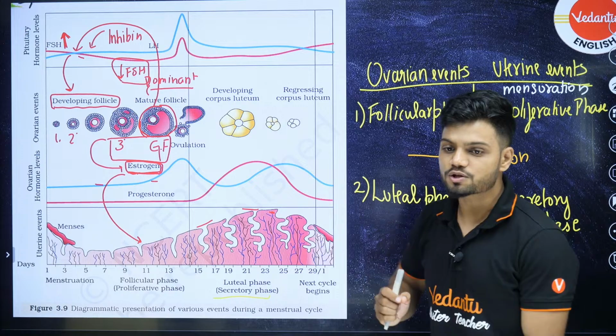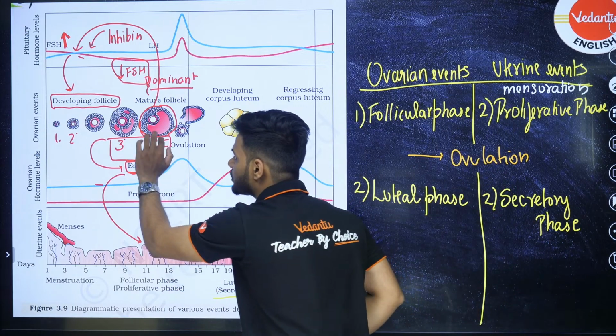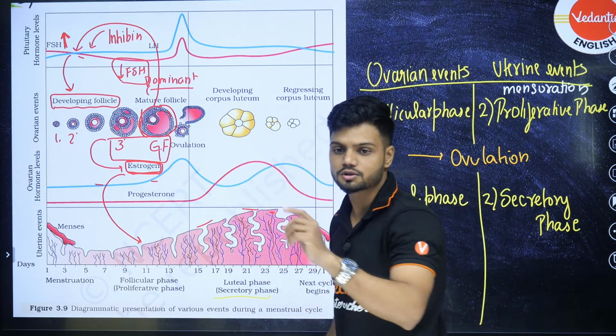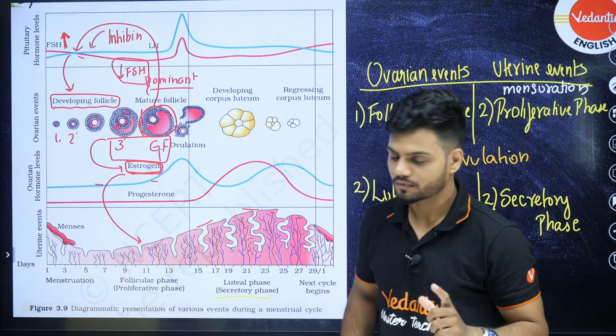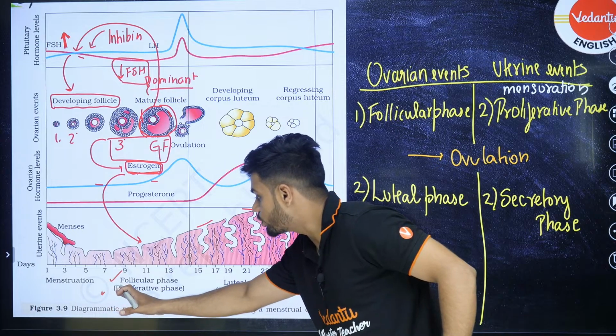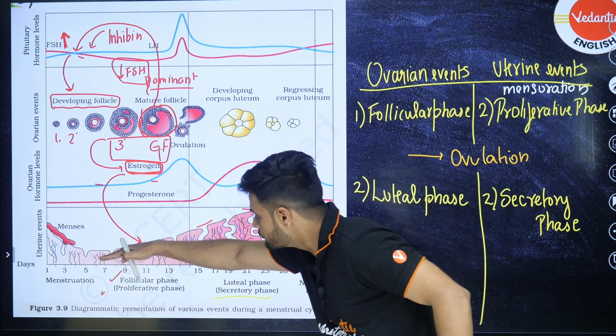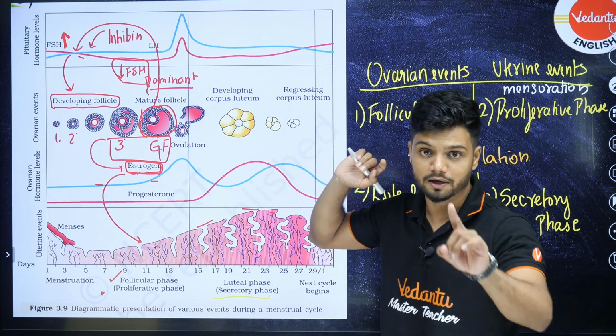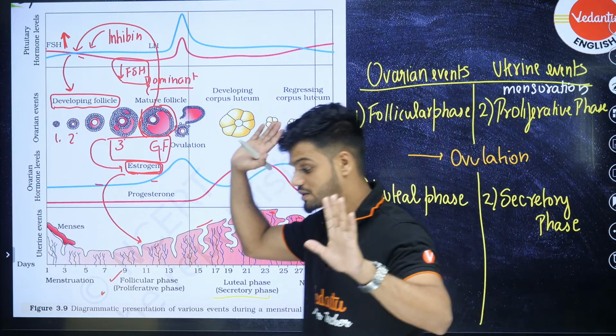How is the estrogen increasing? Estrogen is increasing because of the developing follicle. And why is it called the follicular phase? Why is it called the proliferatory phase? Because there is proliferation of the endometrium layer. The concept is very important.